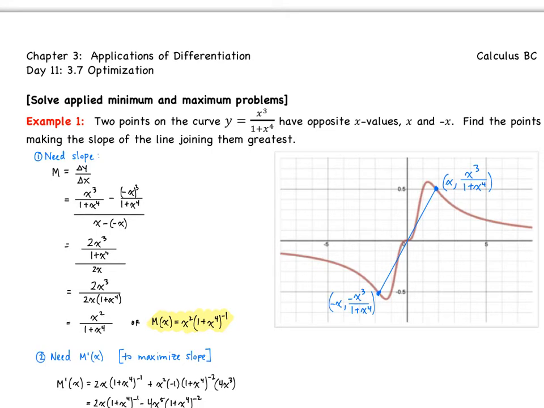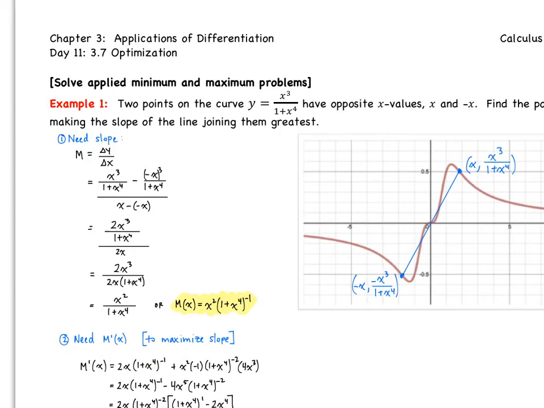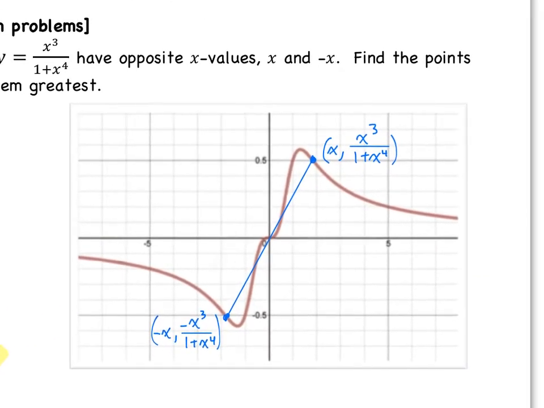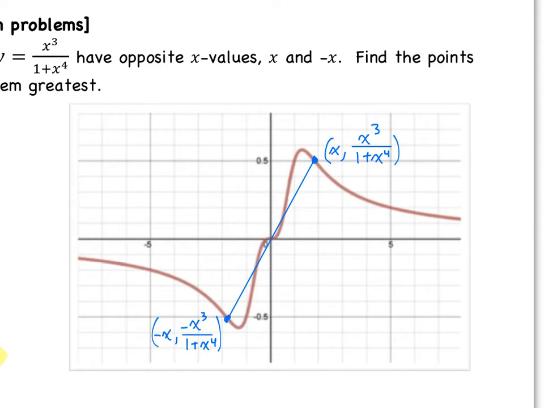2 points are on that curve given y equals x cubed over 1 plus x to the fourth. But they have opposite x values, so x and the opposite of x. So we want to find the points making the slope of the line joining them the greatest. So if we show the setup here, I need to choose some point x and then the opposite of x.